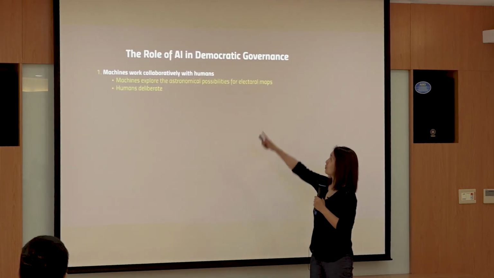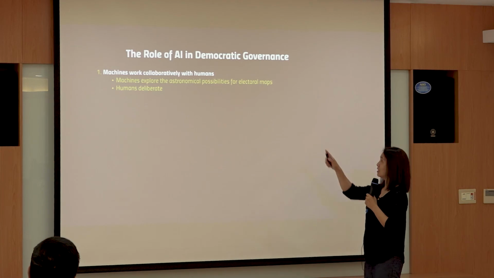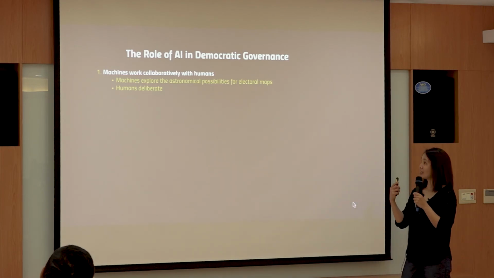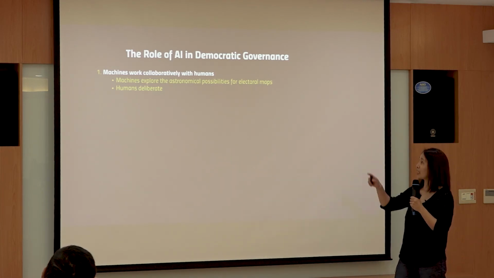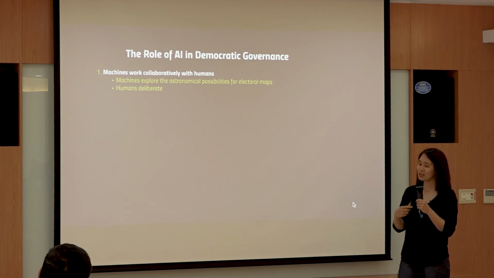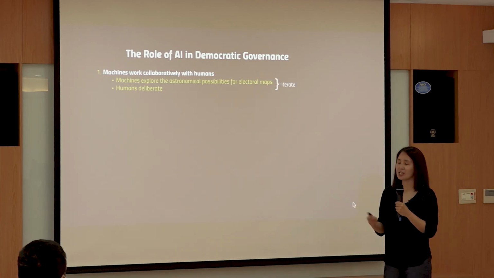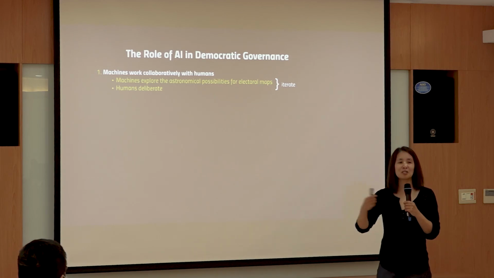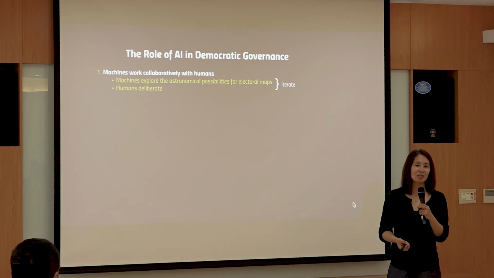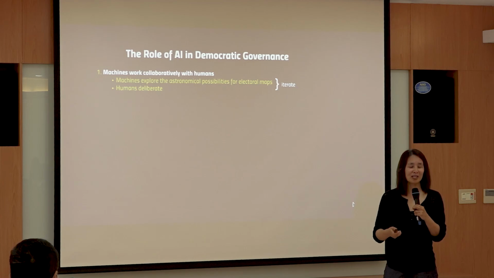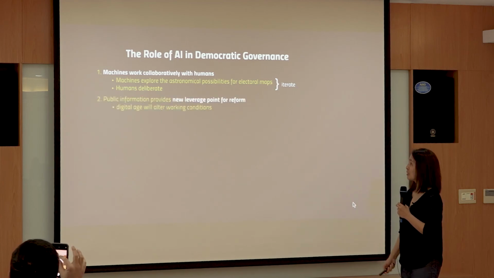So the role of AI, I think, is for the machines to work with humans, so that they can look at all the possibilities for electoral maps. And then the humans have to deliberate, right? And this process has to iterate. It can't just be that the machines do something and the humans say, okay, machine's done, let's do that. The humans have to think a little bit.